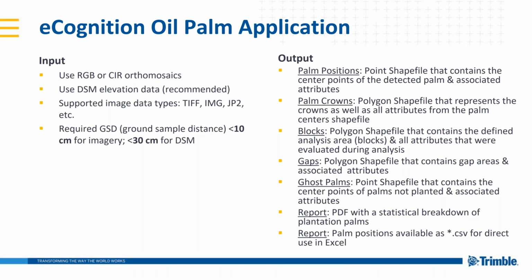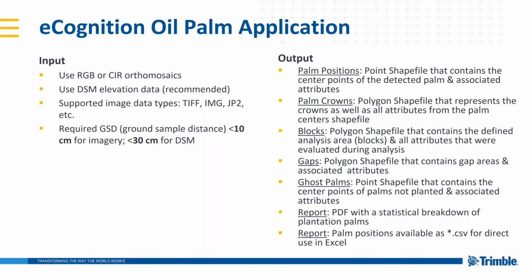From these inputs, we can generate quite a lot of information. First of all, palm positions. Of course, we're looking to identify all the palms in your plantation. We can extract these as a point shapefile. We have palm crowns, so we can look at the crown size of the various palms you have. We can output blocks if you're creating blocks in the application, which we'll show later. These can also be output as a shapefile with all the various overview statistical attributes attached to them.